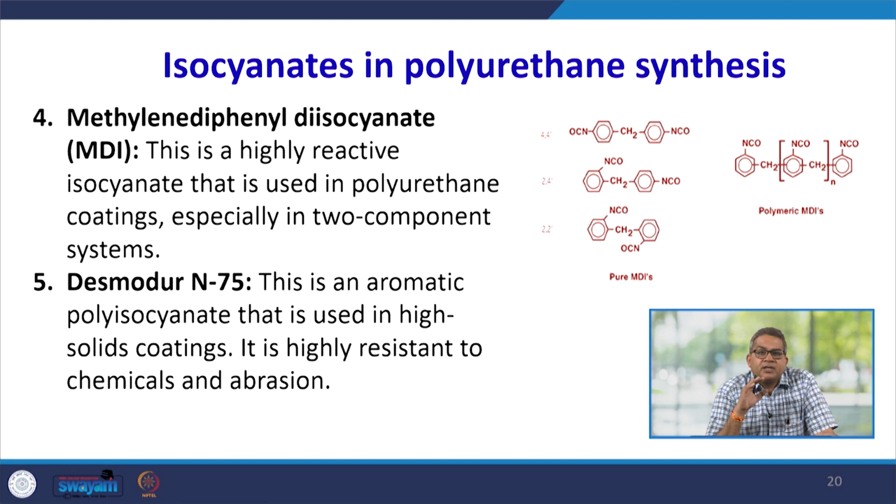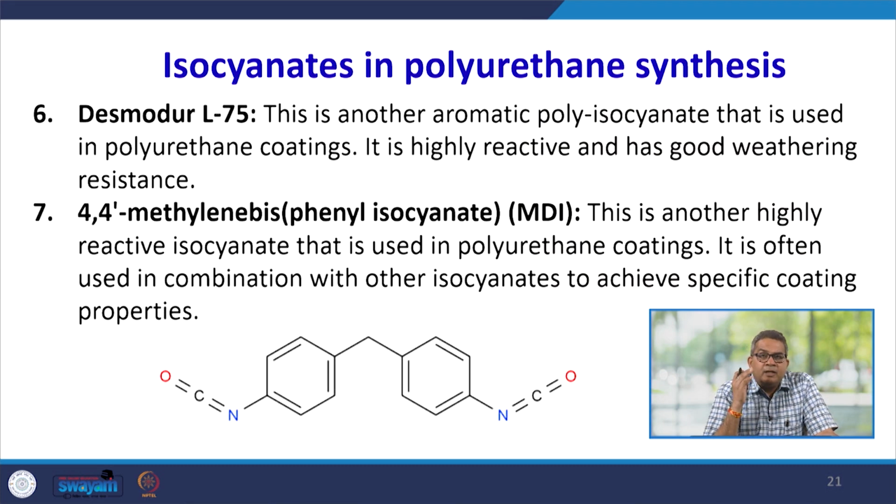Then MDI, a highly reactive isocyanate used in polyurethane coating, available especially in two component systems. Then Desmodur N75, an aromatic polyisocyanate used in high solid coating, and it is highly resistant to chemicals and abrasion. Another property of this polyurethane is abrasion resistance. Then Desmodur L75, another aromatic polyisocyanate used in polyurethane coating, and it is highly reactive and has good weathering resistance.